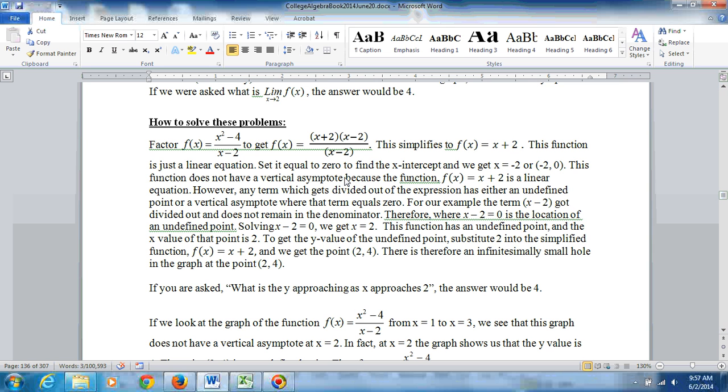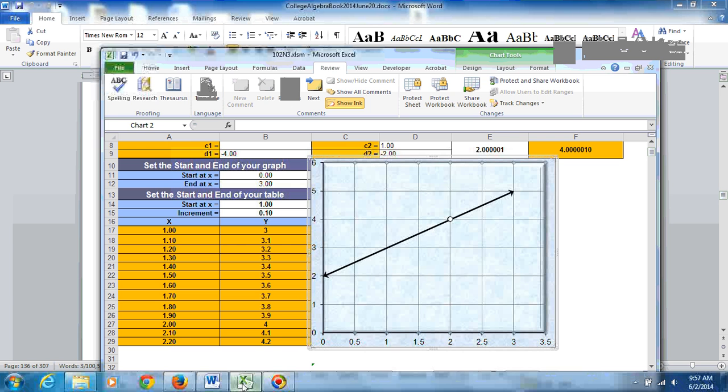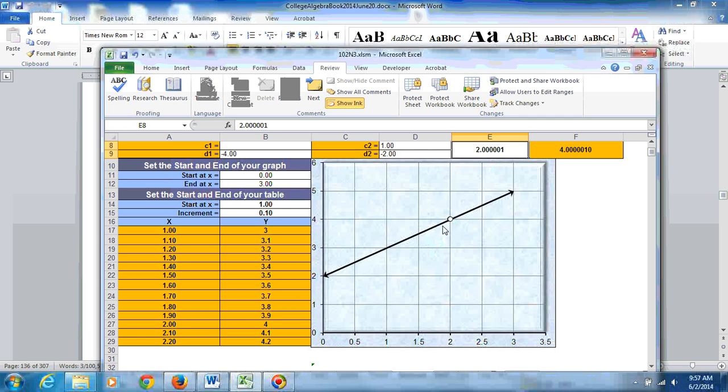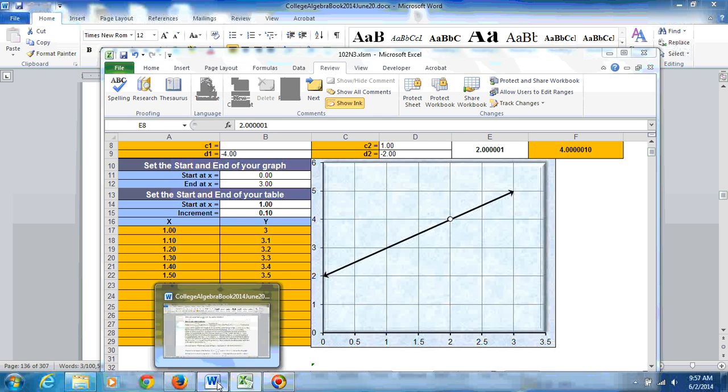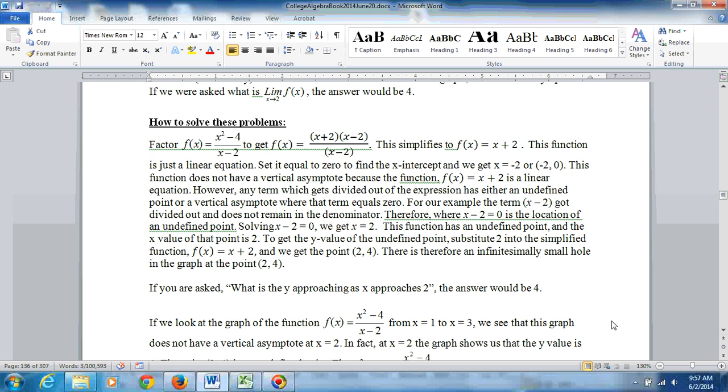So you can either factor and cancel things out and then evaluate it into the factored expression. You can put numbers that are very, very close to that value in here. Or you can graph it and see if there's any holes in the graph. Okay, let's go on to the next one here.